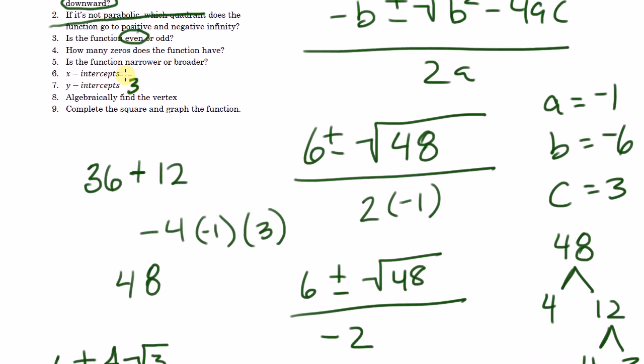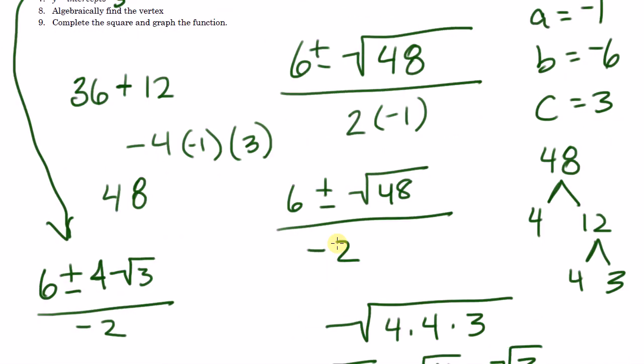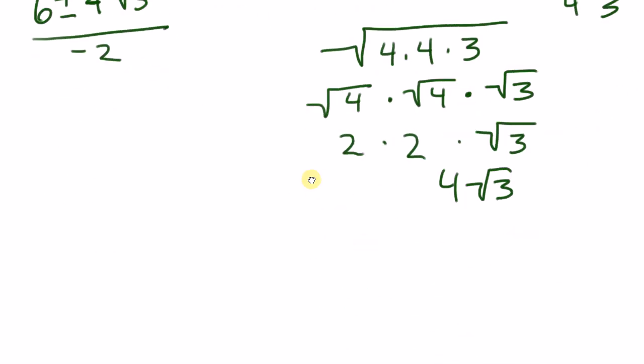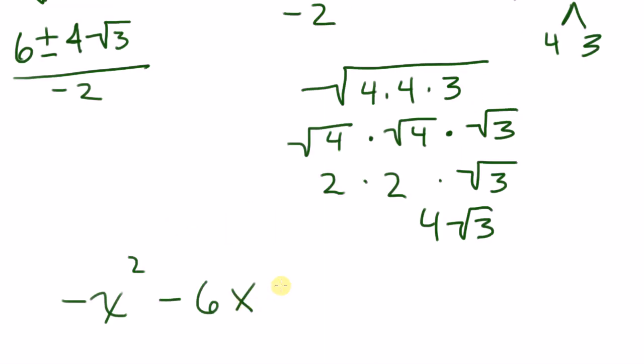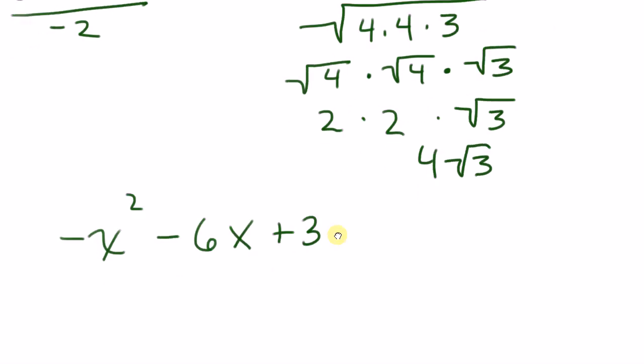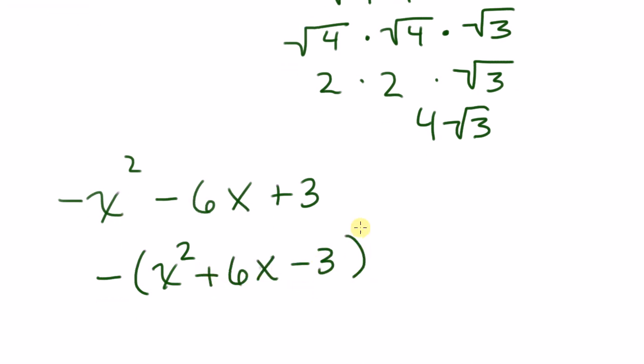Let's see, what else do I want to know? So my zeros are my x-intercepts, so that's those guys. And then we need to algebraically find the vertex, and in order to find the vertex, we're going to have to complete the square. So we have -x squared minus 6x plus 3. So I'm going to factor out a negative. So it'll be plus 6x minus 3.